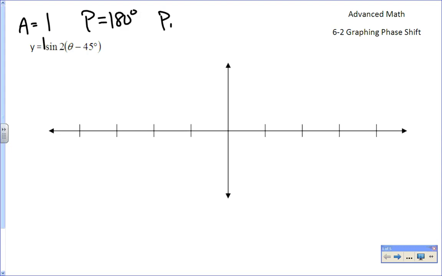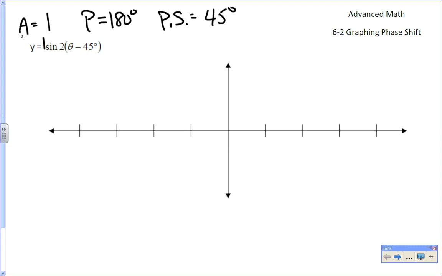And does this have a phase shift? Yep, it has a phase shift of how much? Positive 45. Now, what I like to do, if I was given this problem, is say to myself, all right, let's see if I can figure out what it looks like before the phase shift, like in a little sketch, and then just shift it over.